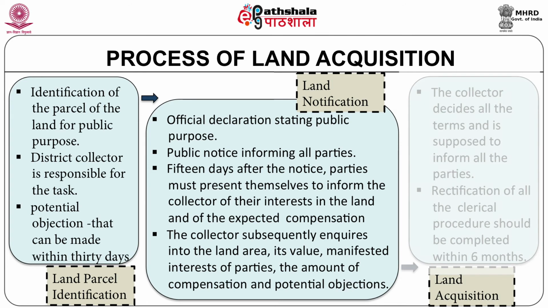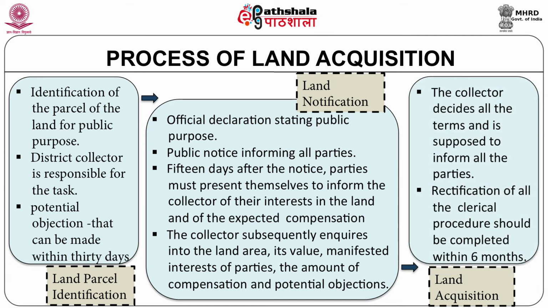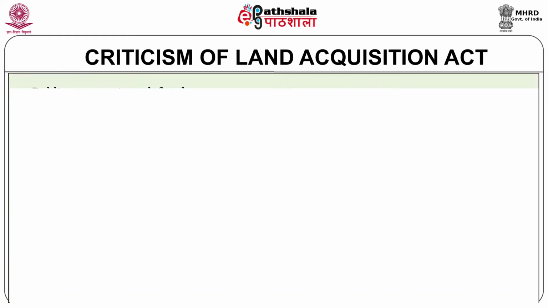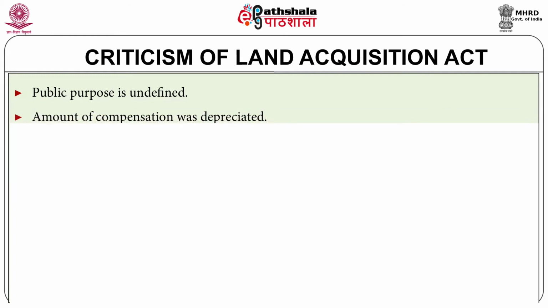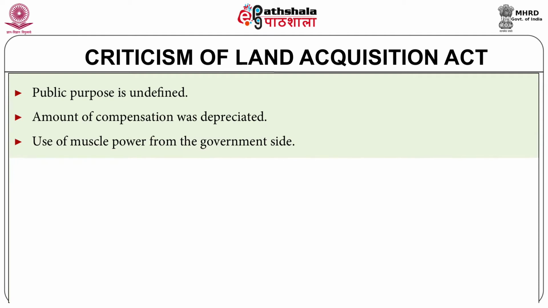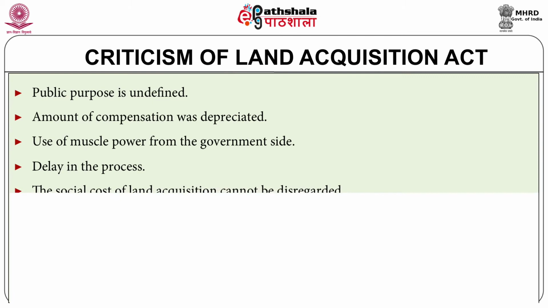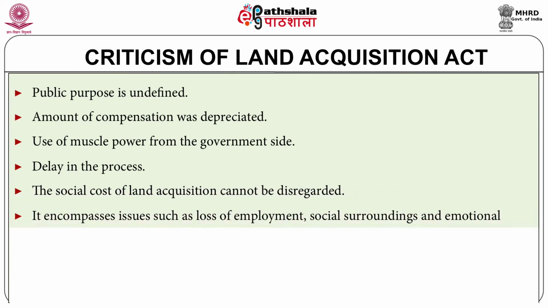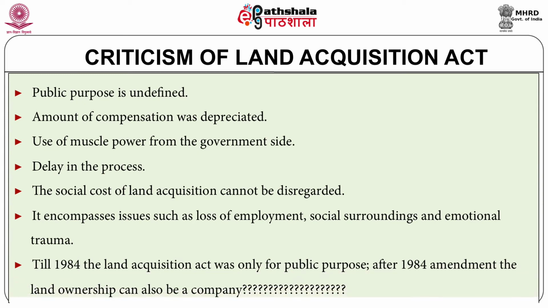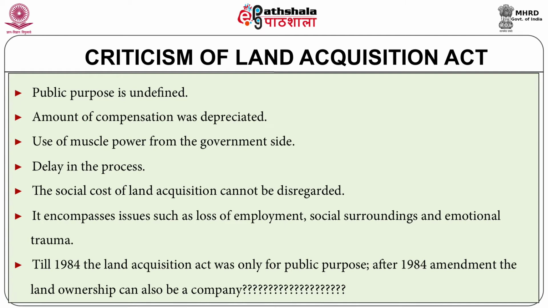In the stage of land acquisition, the district collector decided all the terms and was supposed to inform all the parties, and rectification of all the clerical procedure was supposed to be completed within 6 months. There are a lot of criticisms of this act. Public purpose was undefined. What were the subheads of public purpose? What was public purpose about? Then, the amount of compensation sometimes was depreciated and was not what it should have been as per the situation or the context. Then the government was dominating, with use of muscle power, and the private owners did not get a fair chance in many cases. There was delay in the process, and the social cost of land acquisition was not considered.